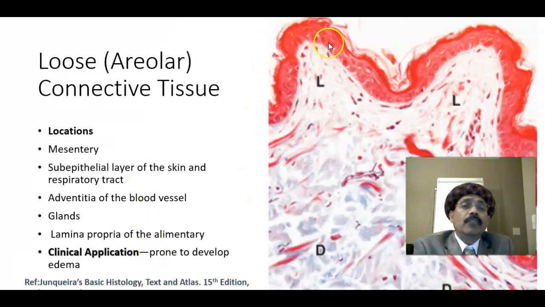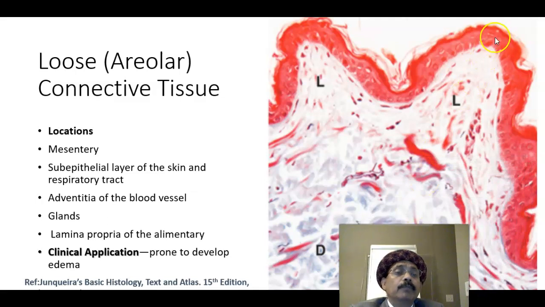Okay, there is another site of loose areolar connective tissue. This is a stratified squamous keratinized epithelium. This is the epidermis of the skin, and just underneath the epithelial layer, we have the subepithelial papilla that contains loose areolar connective tissue. Again, we have the connective tissue cells. We have the fibers like collagen fiber, elastic fiber, and the ground substance.